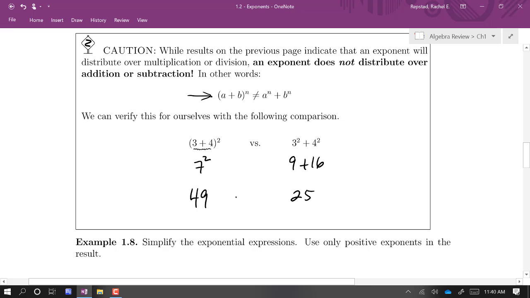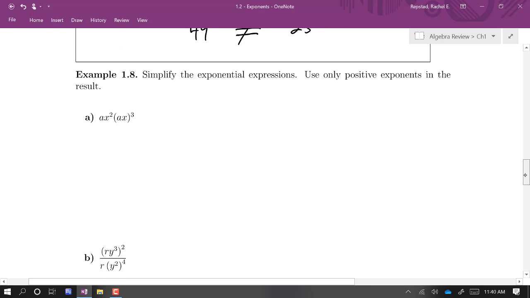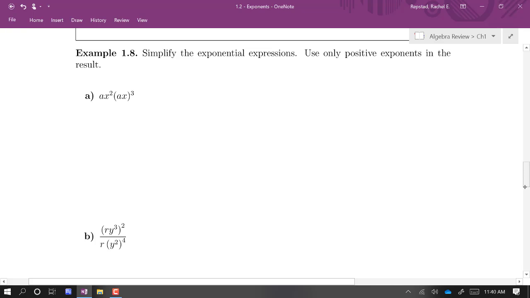And we know for sure, it takes no convincing, we know for sure that 49 is not equal to 25. So 3 plus 4 squared is not equal to 3 squared plus 4 squared. We cannot distribute an exponent over addition. This is just one example, but one example is all you need to show that something is generally not true. So just be really mindful of whether you have some addition or subtraction happening in your expressions. We're going to do some examples here, simplifying these expressions.